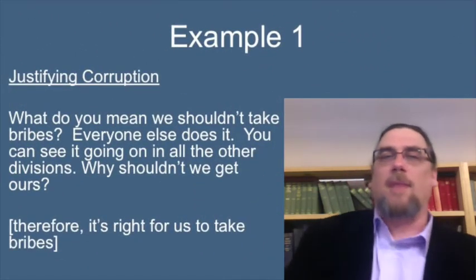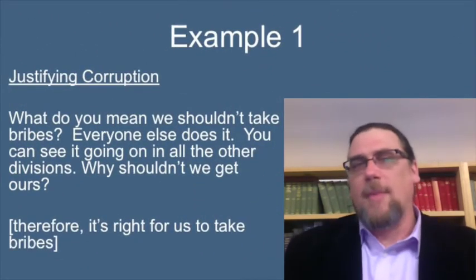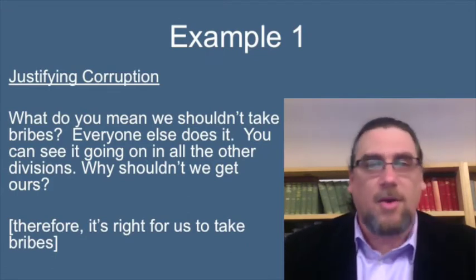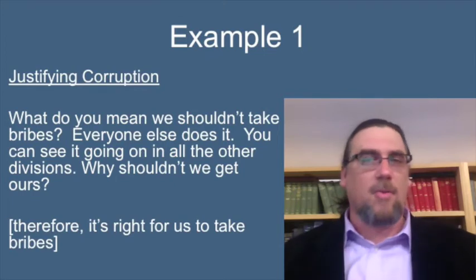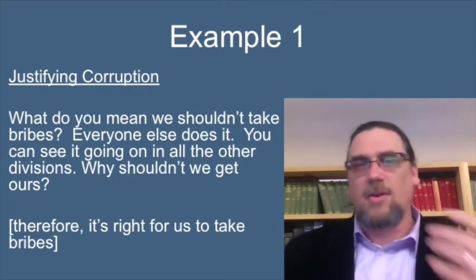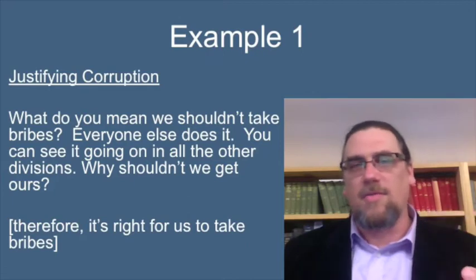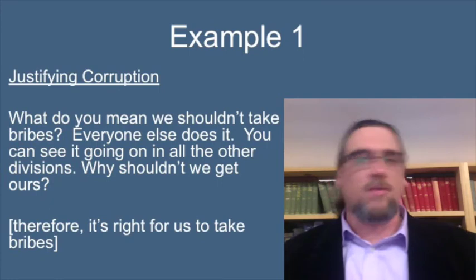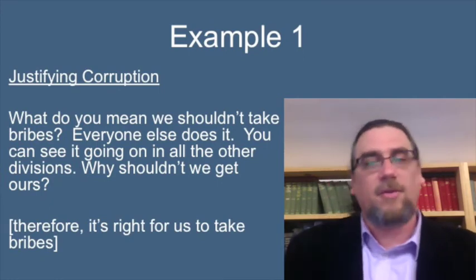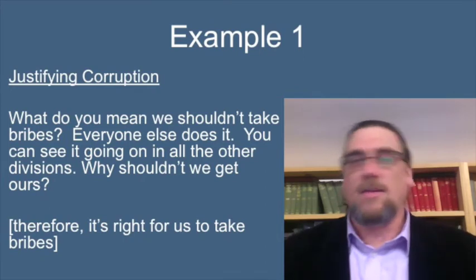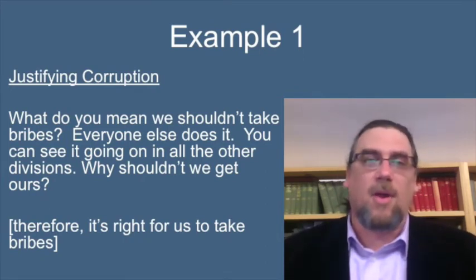Let's look at some examples. Here's a common thing that comes up, justifying corruption, justifying some sort of wrongdoing. In this case, it's about bribery. What do you mean we shouldn't take bribes? Everyone else does it. You can see it going on in all the other divisions. Why shouldn't we get ours? And the conclusion there is, therefore, it's right for us to take bribes, just like everybody else. And this is a clear example of a fallacy of common practice.